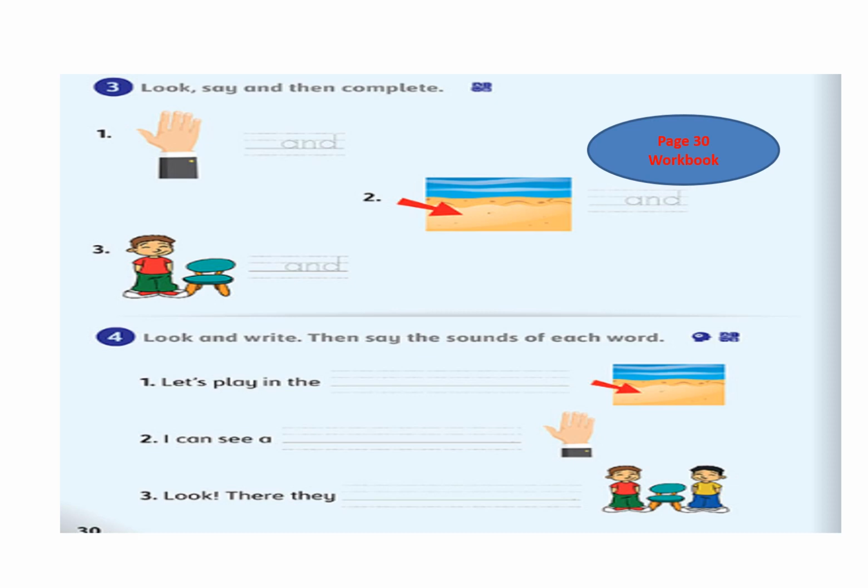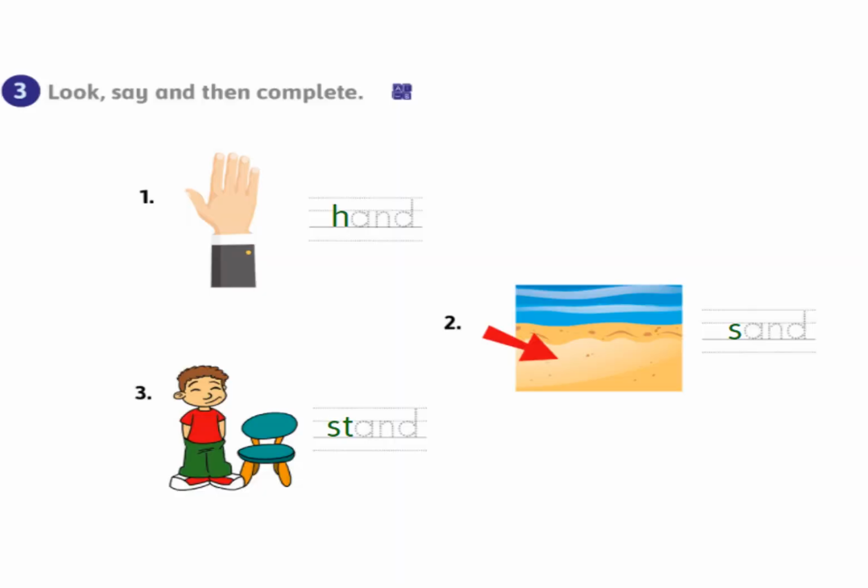Yes, very good. Number 1, hand. So it's H. Number 2, S, sand. Number 3, stand, S-T-A-N-D. Very good. Exercise number 4. Let's play in the sand. Very good. S-A-N-D. I can see a hand. H-A-N-D. Number 3, look, there, they stand. Check your answer.